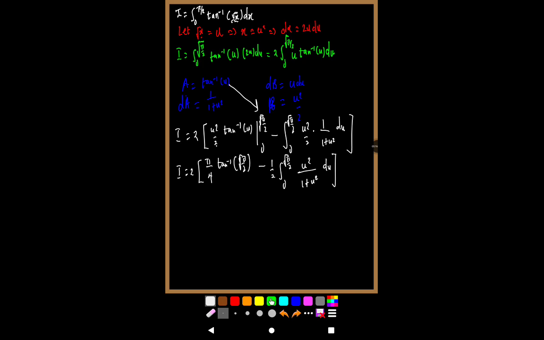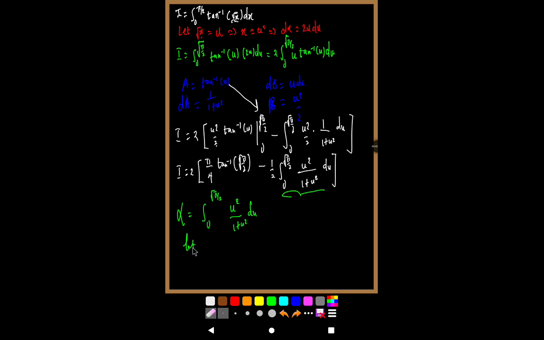All right, guys. So let's move on. The next thing we're going to do is to deal with this integral. So how do we deal with this integral? Let me bring out this integral and call it integral alpha. So alpha is the integral from 0 to square root of pi over 2 of u squared over 1 plus u squared du.